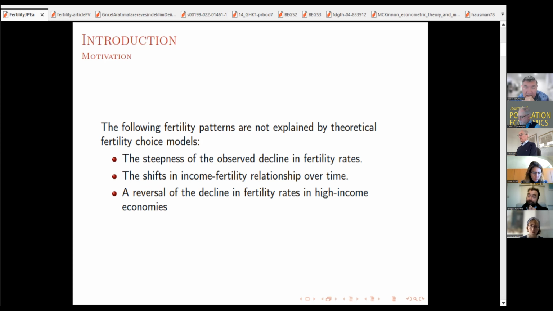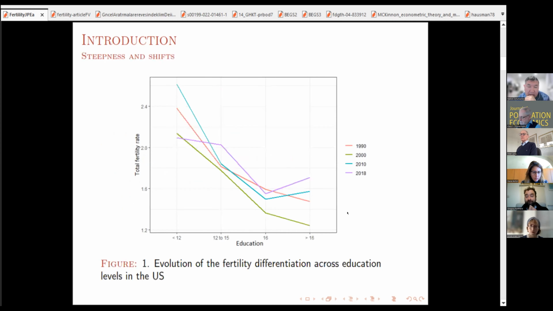So to tackle this, or put all these things together and try to explain them, we started working on a model which will hopefully help us to explain. But before going to the model, let me show a bit of evidence that relates to these points. First, steepness and the shifts.